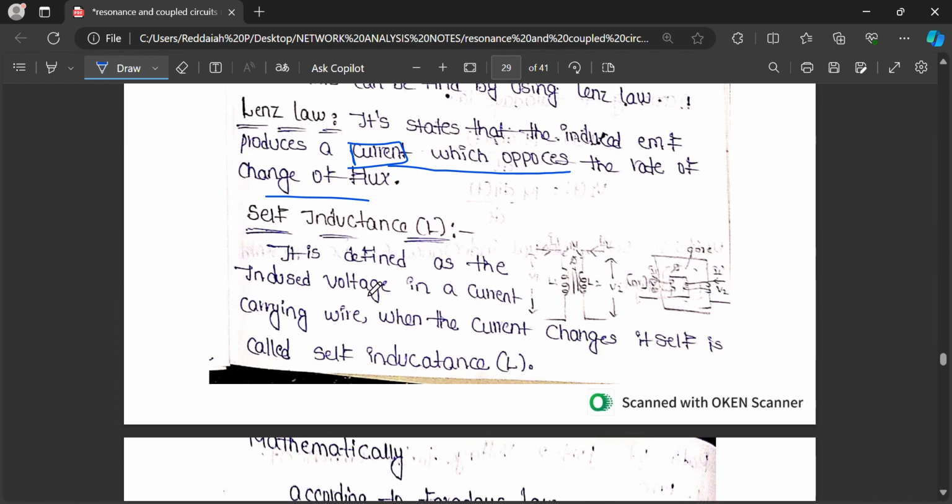Self-inductance is defined as, due to the current flow in a coil, what is the inductance? Suppose only one coil is there. Due to current flow in this coil, an inductance will appear. It is the induced voltage in a current carrying conductor when the current changes in it. When current flows through it, an EMF will be generated, and that EMF changes when the current changes. That is called self-inductance, the self-induced EMF.